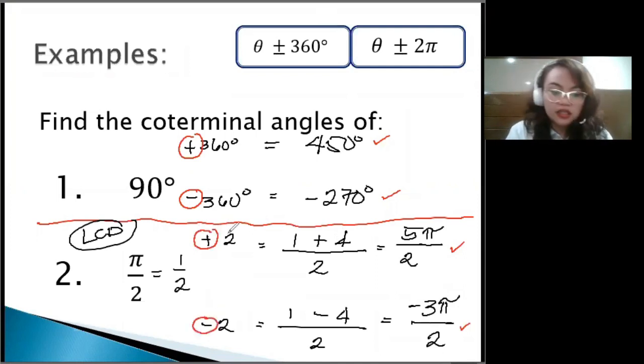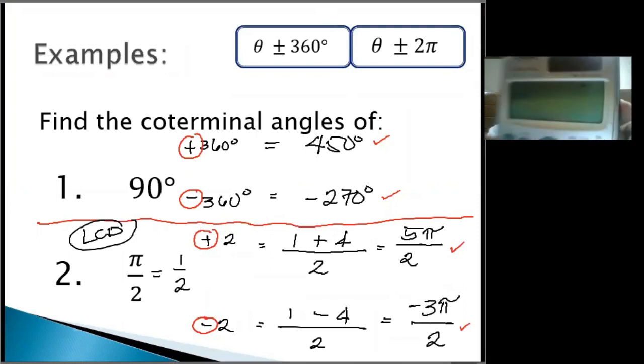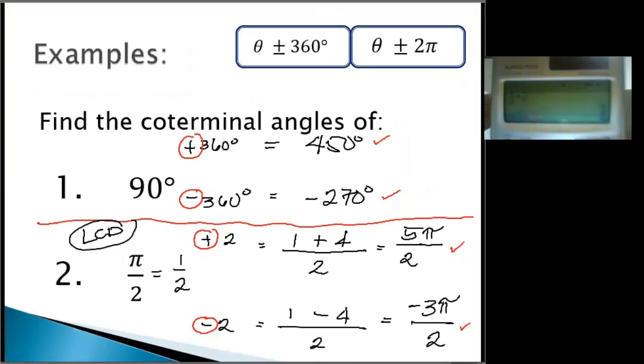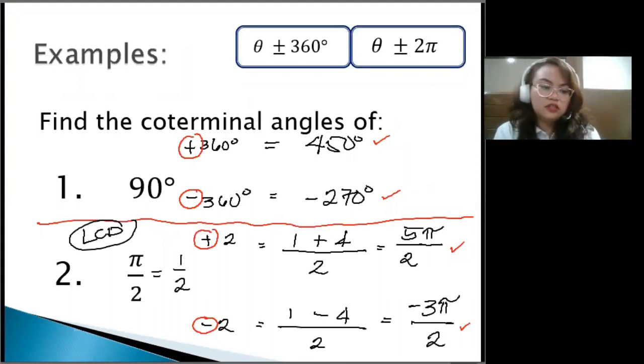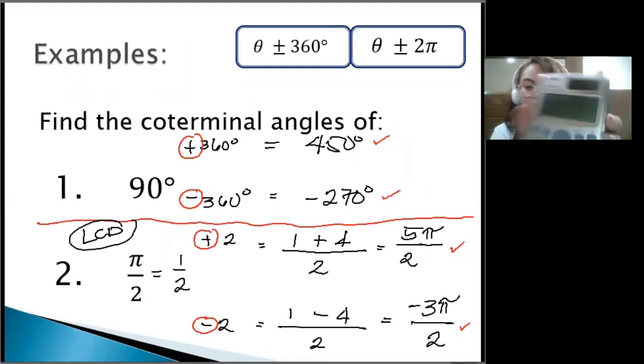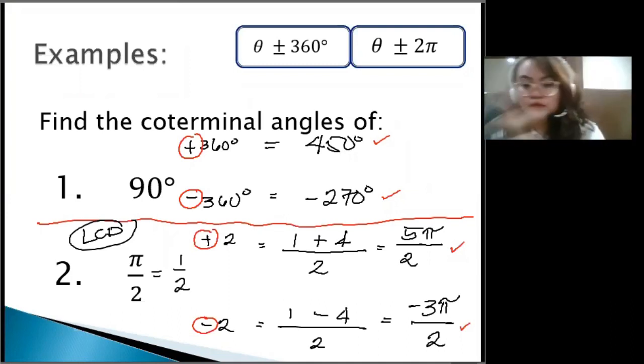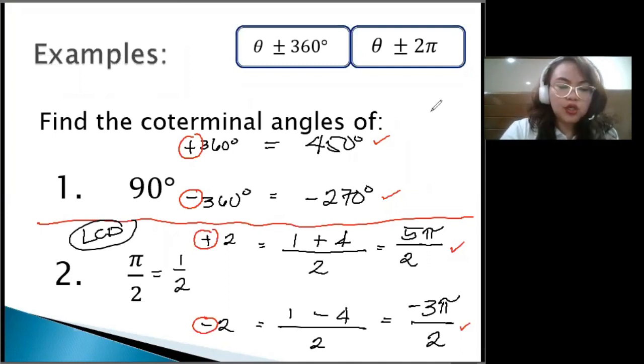If you have your calculators, you don't have to get stressed anymore. 1/2 plus 2, so you will see the answer very quickly. You just type in 1/2 plus 2 and you'll get 5 over 2. Then we change the sign to 1/2 minus 2 and you'll get negative 3 over 2. Just that quick. Then you just attach the pi symbol. Do you have questions before we proceed?